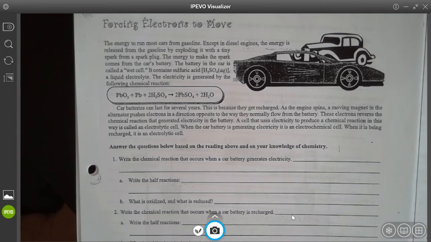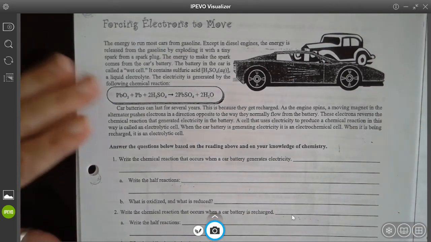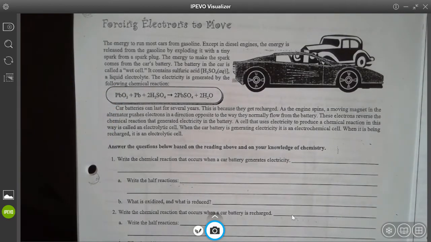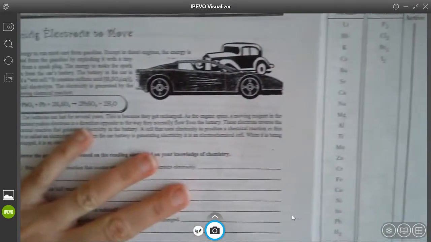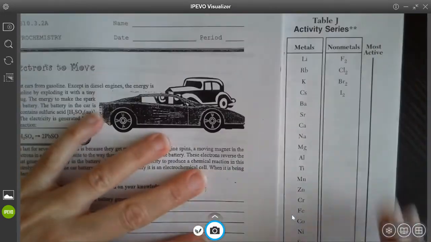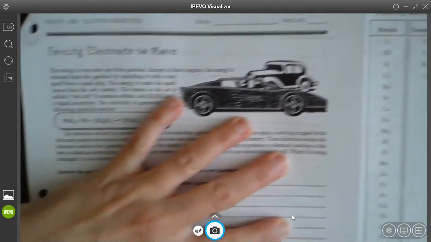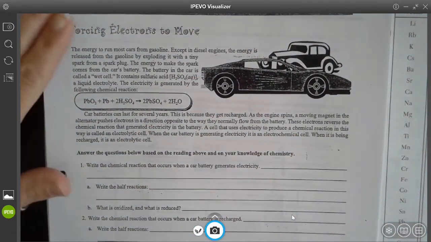Hi, this sheet is about forcing electrons to move. Now, this sort of combines everything we've been doing for the unit. There's a couple questions. You will probably need table J, so I've got it right here next to me. Let's just do a little bit of reading.